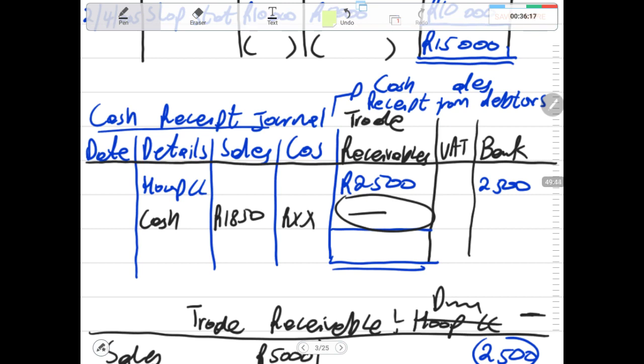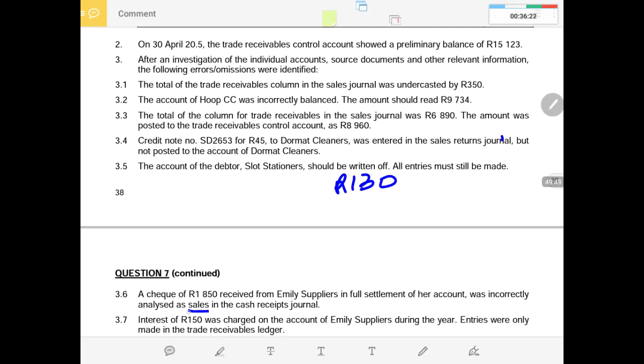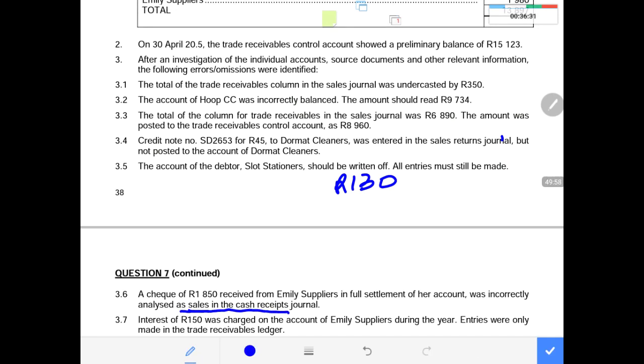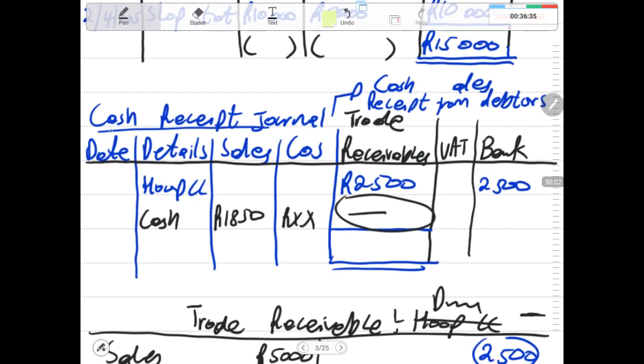So if it's a cash sales transaction, let us just verify that it was analyzed as cash in the cash receipt journal. It was analyzed as sales in the cash receipt journal. In the cash receipt journal we only sell for cash and receive cash from a customer who previously owed us. So if we acknowledge that as a sale in the cash receipt journal, meaning it's a cash sale, that means again our trade receivables were not affected.